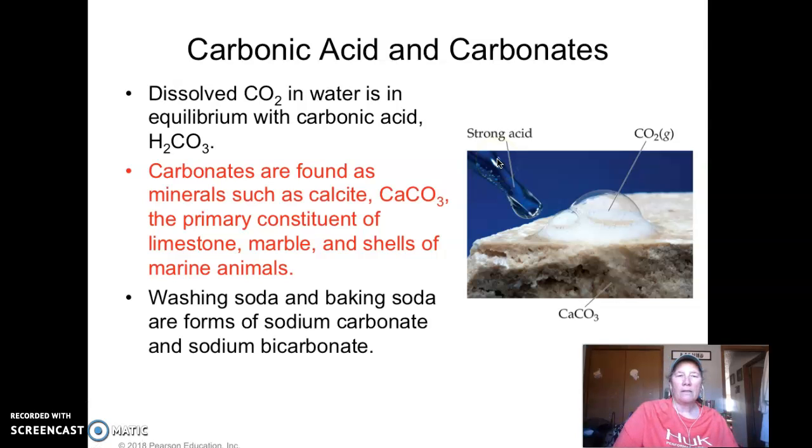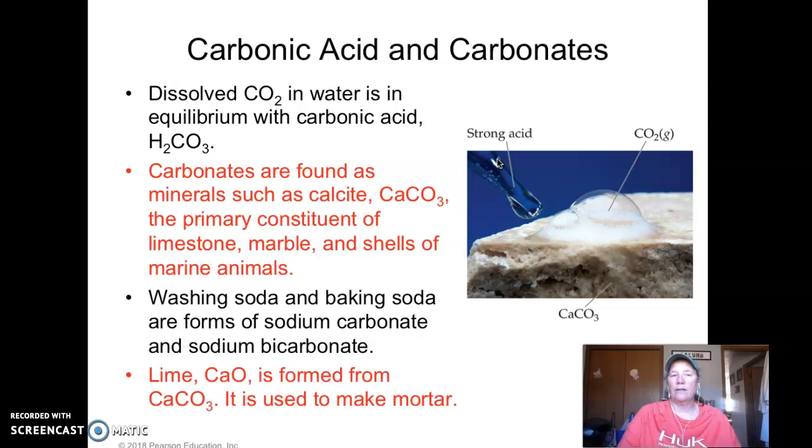Washing soda and baking soda are forms of sodium. Baking soda is sodium bicarbonate. There's sodium carbonate, which is washing soda, which isn't nearly as common, but I know you all know what baking soda is. And the reason it bubbles when you add it to vinegar is that it's got that carbonate in there. Lime, which is calcium oxide, is formed from calcium carbonate. Calcium carbonate is chalk. It's also used to make mortar, like when you put up bricks. So it's a part of that.